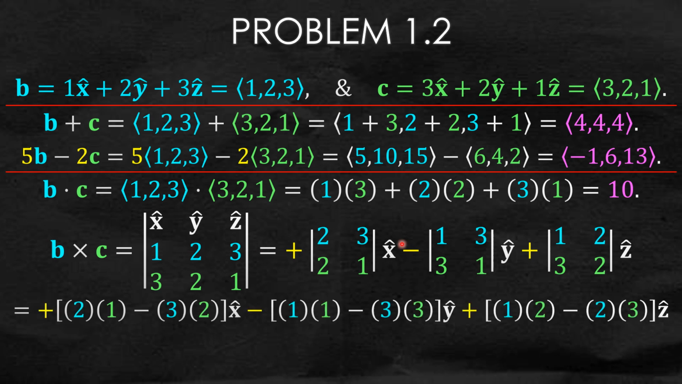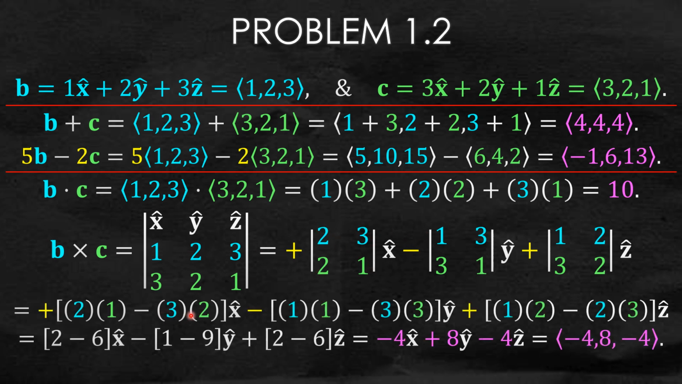Expand, crisscross, 2 to 1, 3 to 2, and simplify. We see that upon simplification, we get 2 minus 6, and then minus 1 minus 9, plus 2 minus 6. So we get negative 4, 8, negative 4 in unit vector notation, and negative 4, 8, negative 4 for the vector bracket notation. Again, be aware, different notations, but same idea.